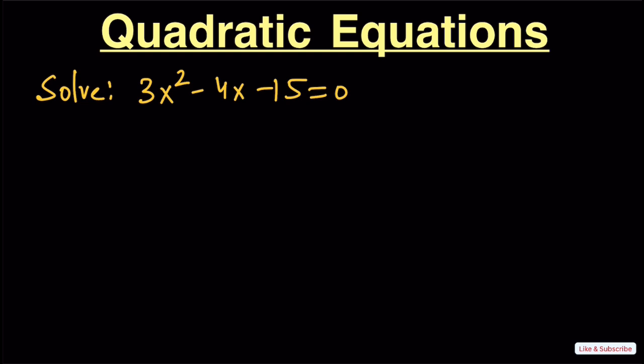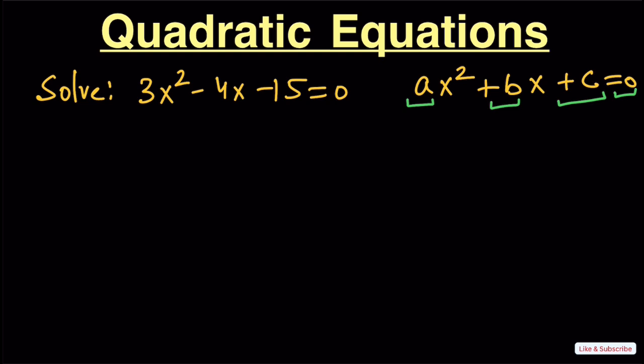Now first of all, what is a standard quadratic equation? The standard form of the quadratic equation is ax squared plus bx plus c equals 0. That means the coefficient of x squared is a, the coefficient of x is b, and the constant term is c, and they all are equal to 0.